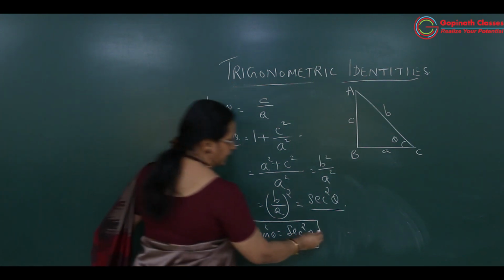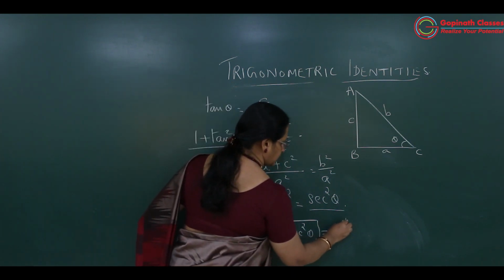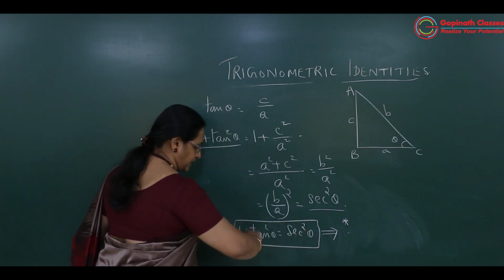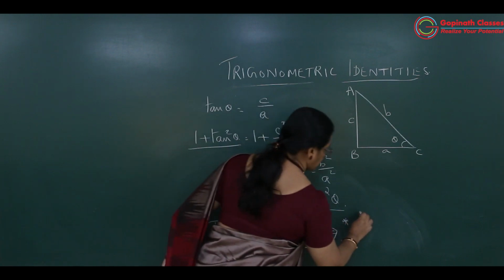From this also we can get two derived results. First one is, what will we get? If we take 1 to that side, I will get sec square theta minus 1 is tan square theta.